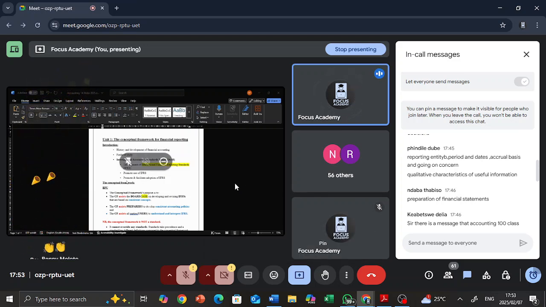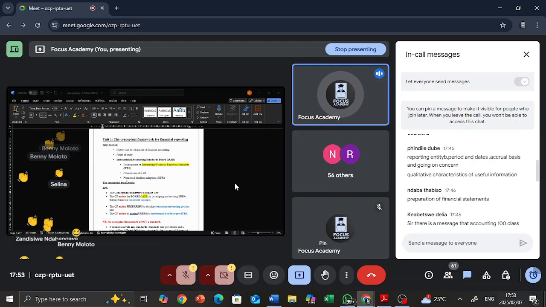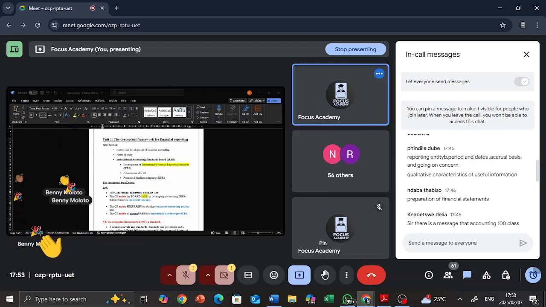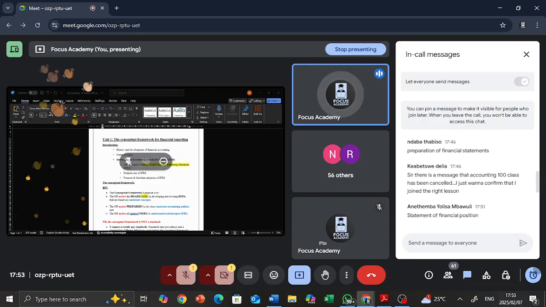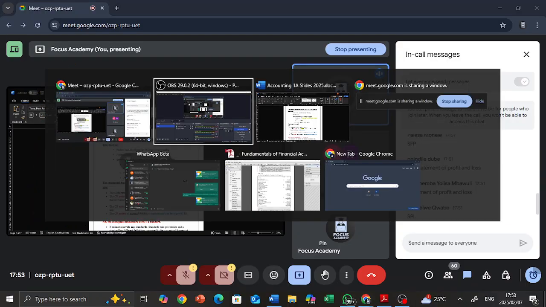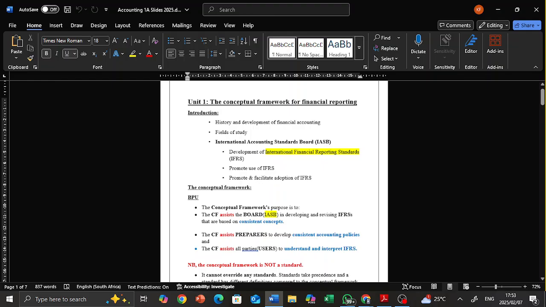Okay. What else did we learn about preparation of financial statements? That is correct. Okay, perfect, guys. That is essentially the main summary. Now let's get into business. As you can see, I made the notes a bit neater. So hopefully, as I was speaking, you were actually reading along.